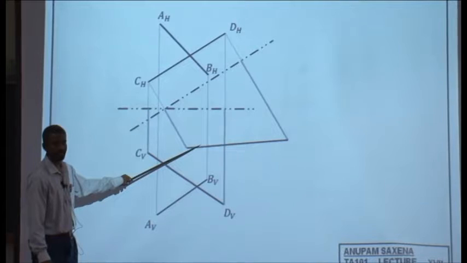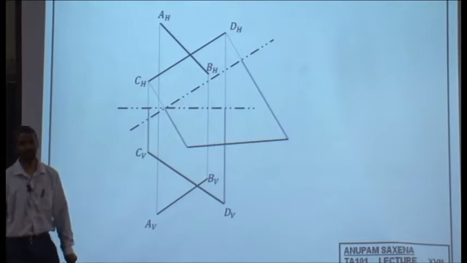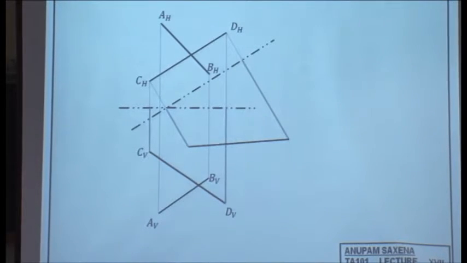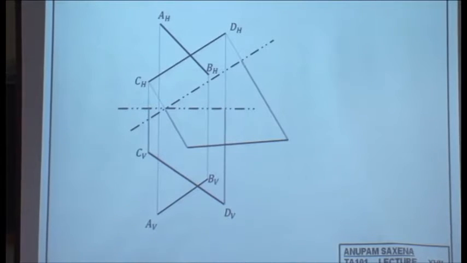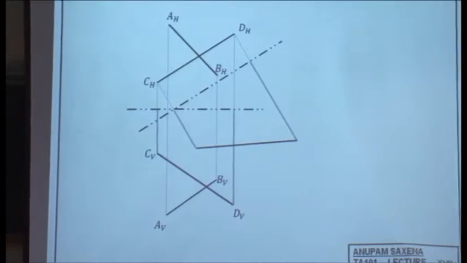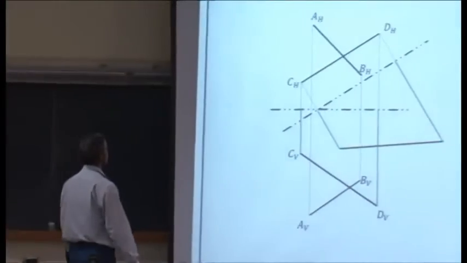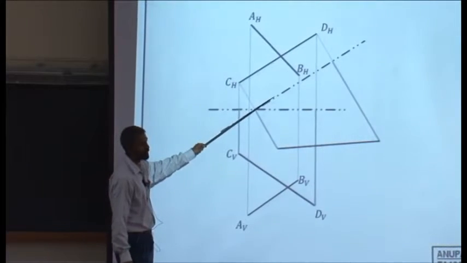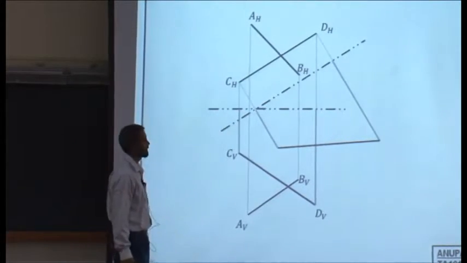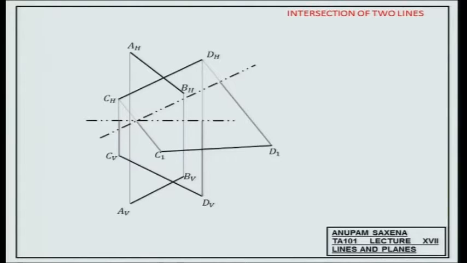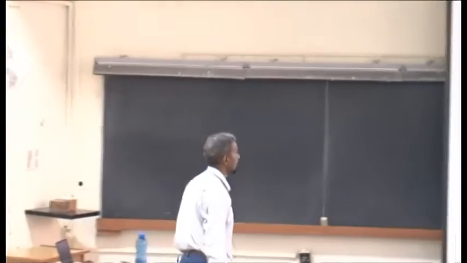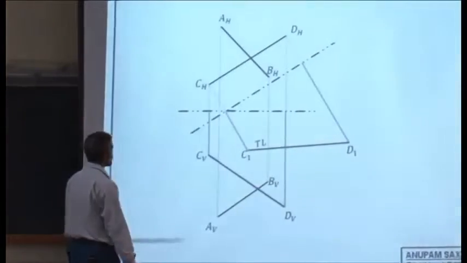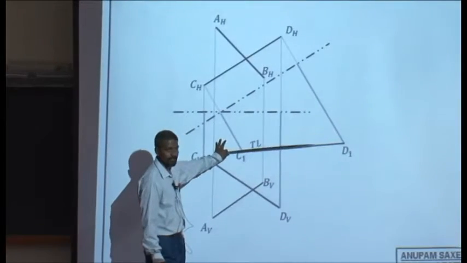This is CD. Is this in true length? Why? Because one of its projections, this one, is horizontal, or parallel to this hinge line. So you would expect C1 D1 to be in true length. Okay, now to get the point view of that, you have to draw a hinge line which is perpendicular to this.